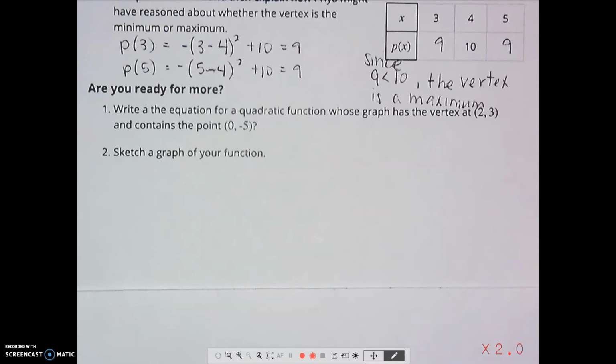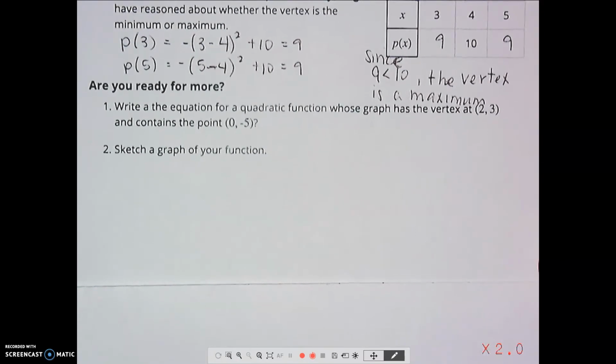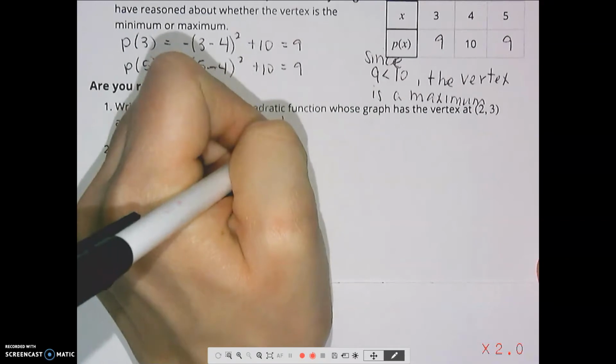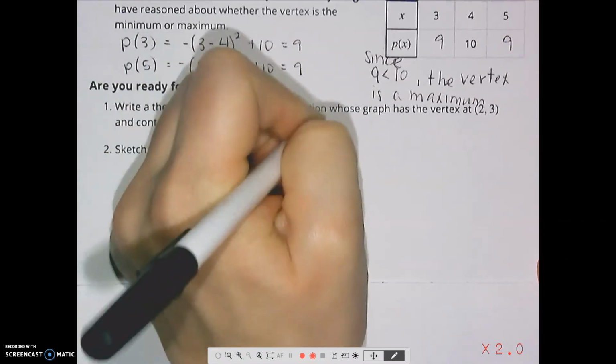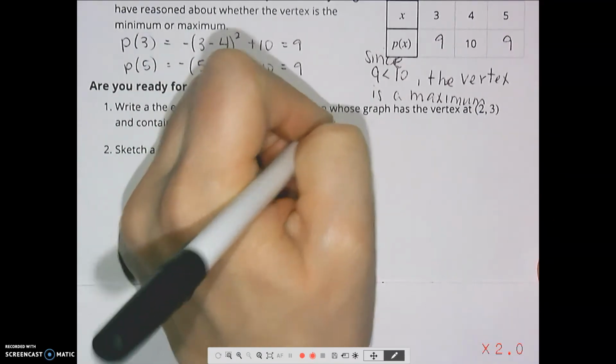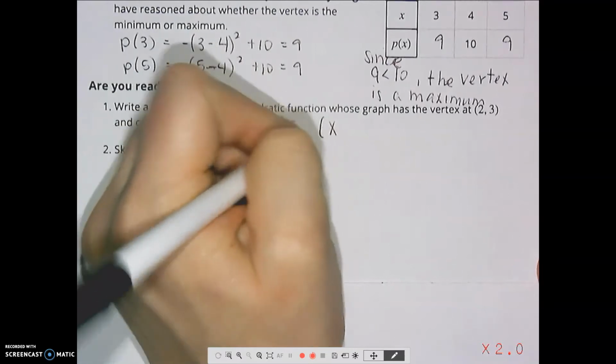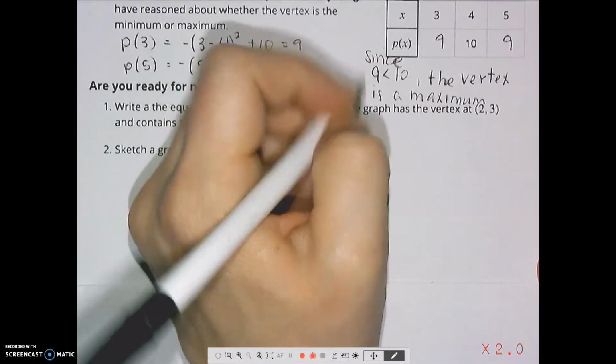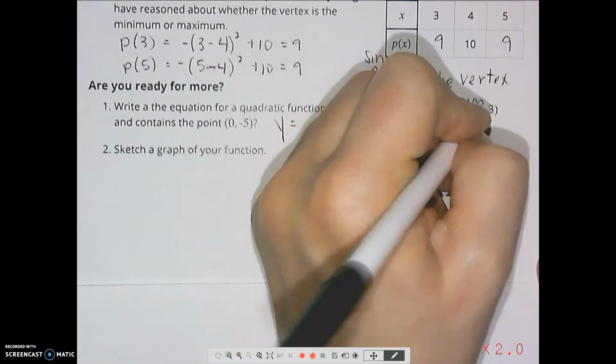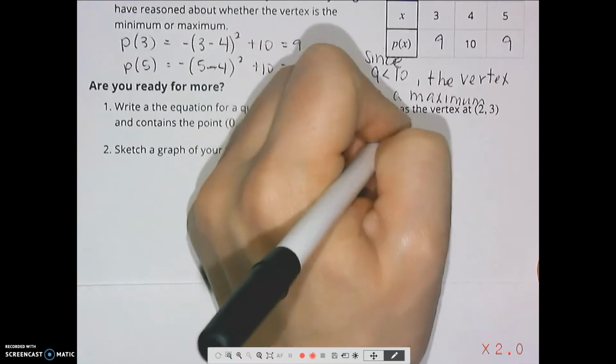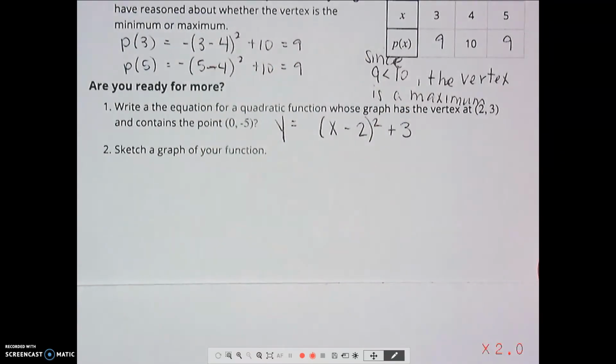It says, write an equation for a quadratic whose graph has a vertex at (2, 3) and contains the point (0, -5). So with this, vertex form is the easiest to deal with. We talked about that yesterday. So we would have y equals, maybe there's some a value out here, we're not sure yet, and then (x - 2) squared, and then +3 since that's the vertex y-value.